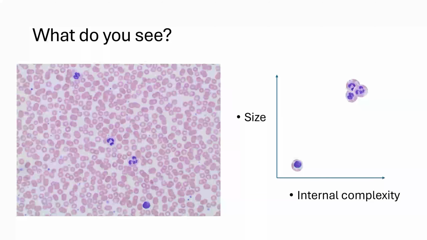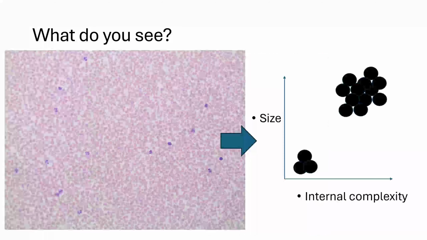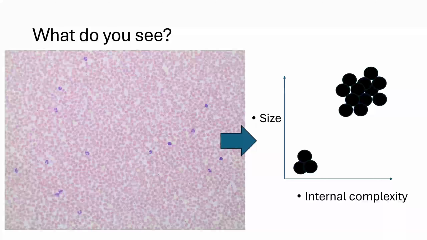The neutrophils are larger in size and higher in internal complexity, and the lymphocyte is smaller in size and lower in internal complexity. And since we've already represented what they look like, we don't have to have the actual pictures. We can replace them with a dot. So is there a way to organize the white blood cells from this picture a lot faster? Yes, there is. And we can convert it to a chart that looks like this, where we see 12 neutrophils that are larger in size and have higher internal complexity, and 3 lymphocytes that are lower in size and lower in internal complexity.